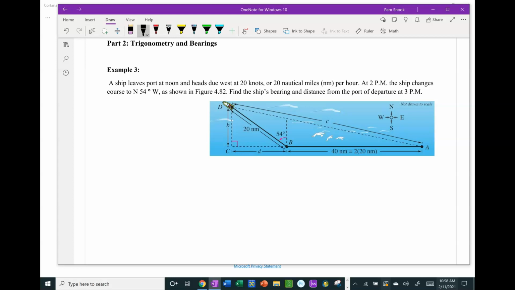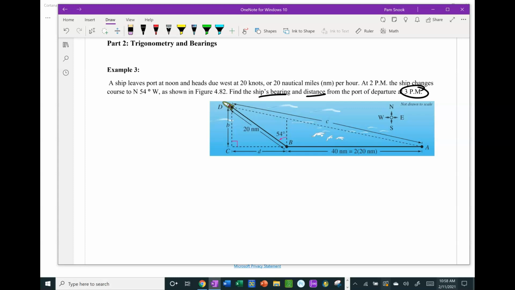So look at this figure here. This line I'm sketching, that's a north-south line. So north 54 west means you go to the north, and then we're going to go 54 degrees towards the west, and that's going to be our bearing. And what we're asked for is the ship's bearing and the distance from the port at 3 p.m.